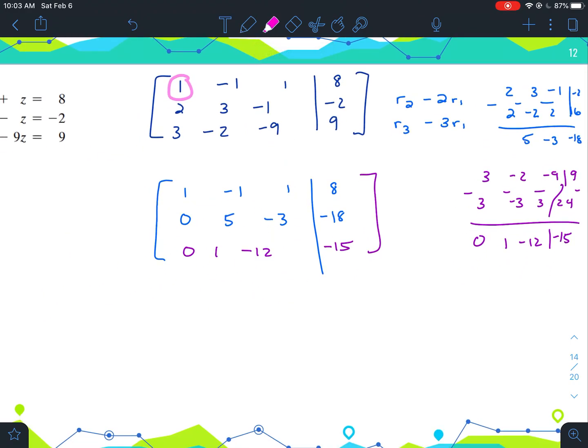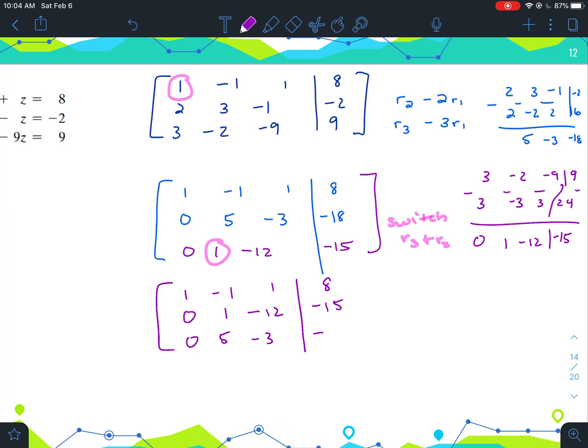Now we need 1 as the second entry in the second row. So there's a 1 in the second entry, but it's in the third row. So what I'm going to do is I'm going to switch row 3 and row 2. So if I switch those two rows, then I will get 1, negative 1, 1, 8. And I would get 0, 1, negative 12, negative 15. And I would have 0, 5, negative 3, and negative 18.